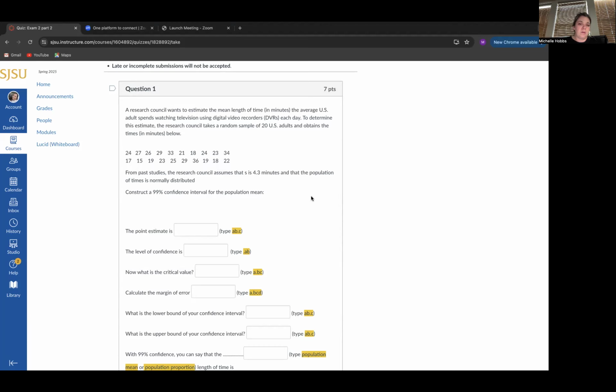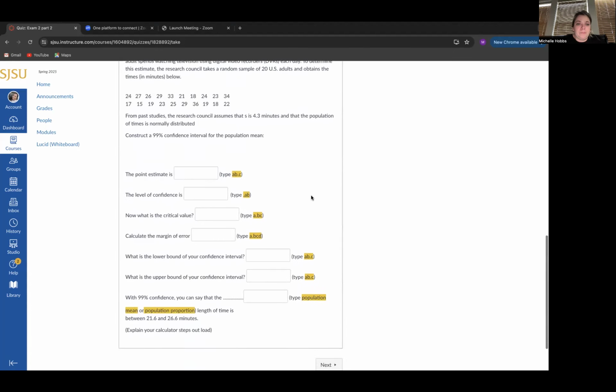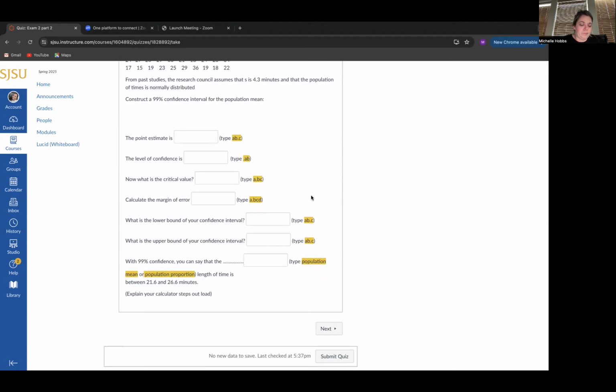From past studies, the Research Council assumes that s is 4.3 minutes and that the population of times is normally distributed. Construct a 99% confidence interval for the population mean. What is the point estimate, the level of confidence, the critical value, and the margin of error?